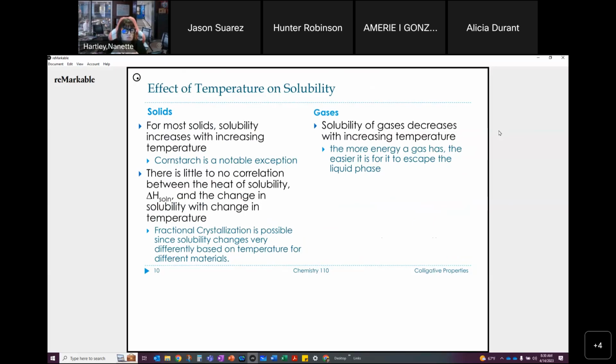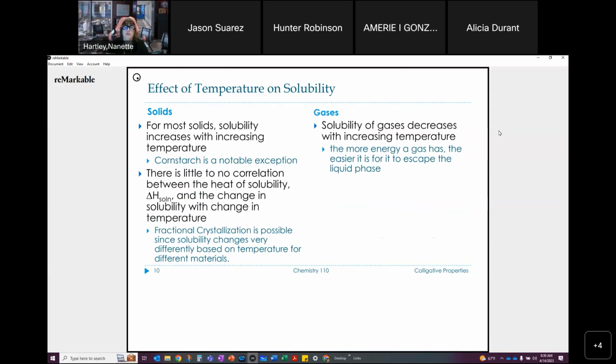Fractional crystallization is possible since solubility changes very differently depending on temperature for different materials. So if I have the exact same solubility at one temperature, but only one of them is soluble at another temperature, then I can precipitate out one of those materials, but not both of them. It's a very common technique that is used for separating things. And if you take organic chemistry lab, you will do it ad nauseam. It happens all the time because that is one of the purification methods that's used after we synthesize something. So that's fractional crystallization.